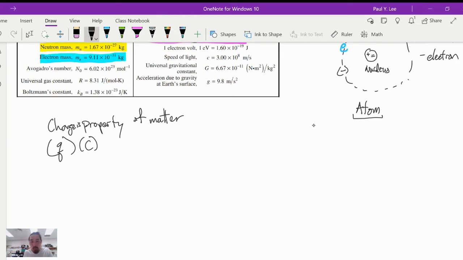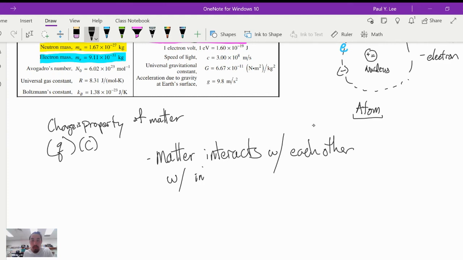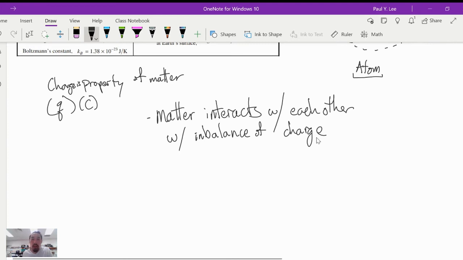So a couple of fundamental rules. Matter interacts with each other with imbalance of charge. Okay, so this is just a really fancy way of saying if something is more positive or if something is more negative, it will always interact with other objects.